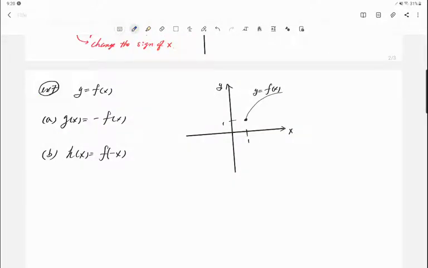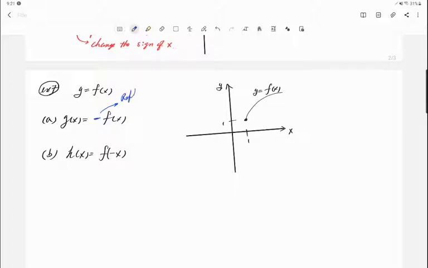Okay, now let's reflect this graph of y equals f of x. Look at this: the sign of y is changed, right? This means positive y will become negative y. So positive 1 becomes negative 1, isn't it? Reflection across the x-axis, right?